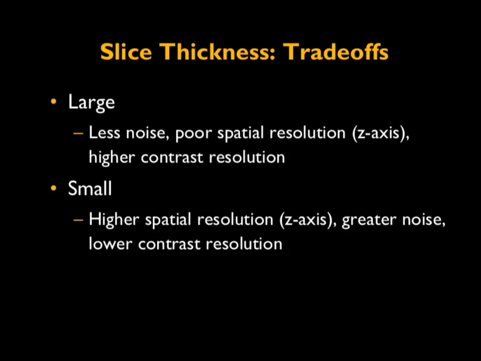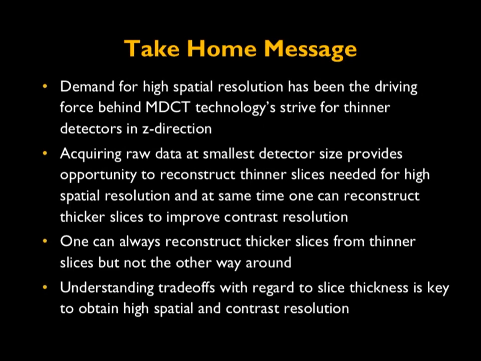So in general, with regard to slice thickness, here is the main trade-off. When the slice thickness is large, the image noise is less. However, there is poor spatial resolution in the z-axis. It can provide a higher contrast resolution. When the slice thickness is very thin or small, it has higher spatial resolution in the z direction, greater noise, but lower contrast resolution. To wrap up this podcast, the take-home message is as follows.